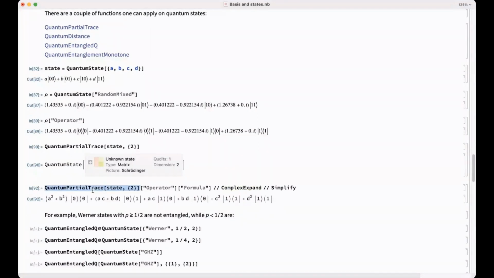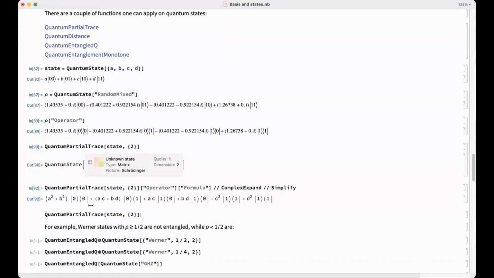Okay, and the partial trace, yeah, so the notation for partial trace works not just for states, it works for operators, and even, not shown here, you can actually trace QuantumBasis itself.